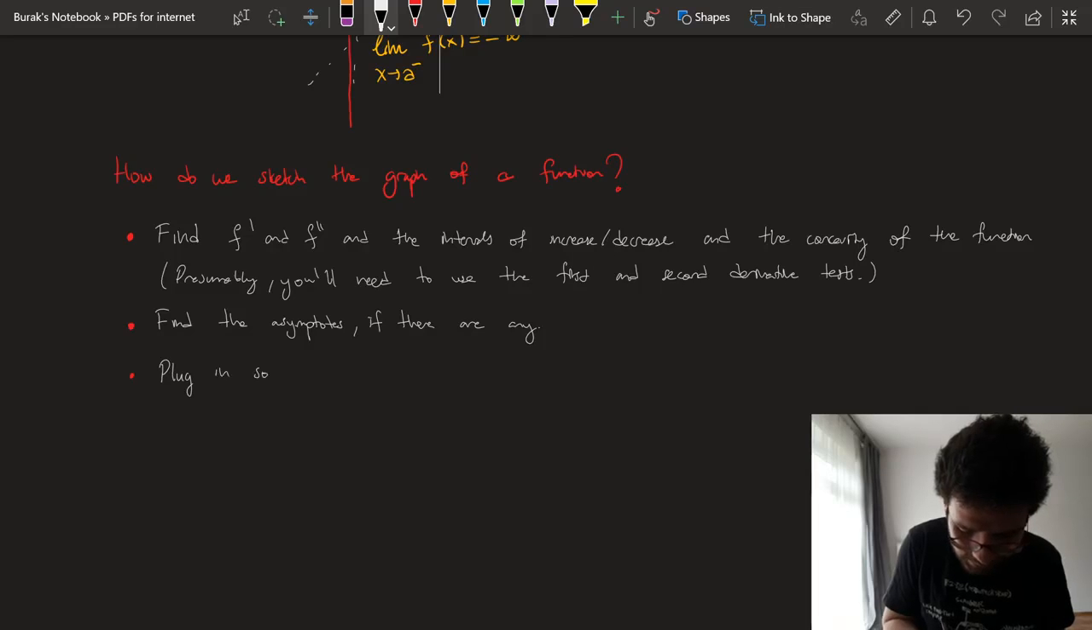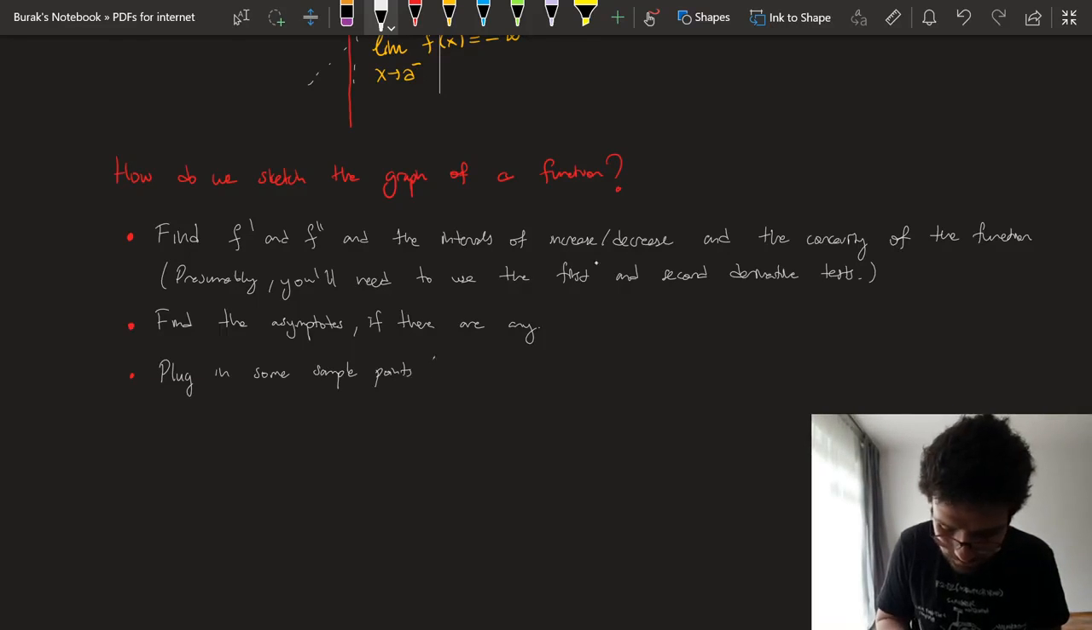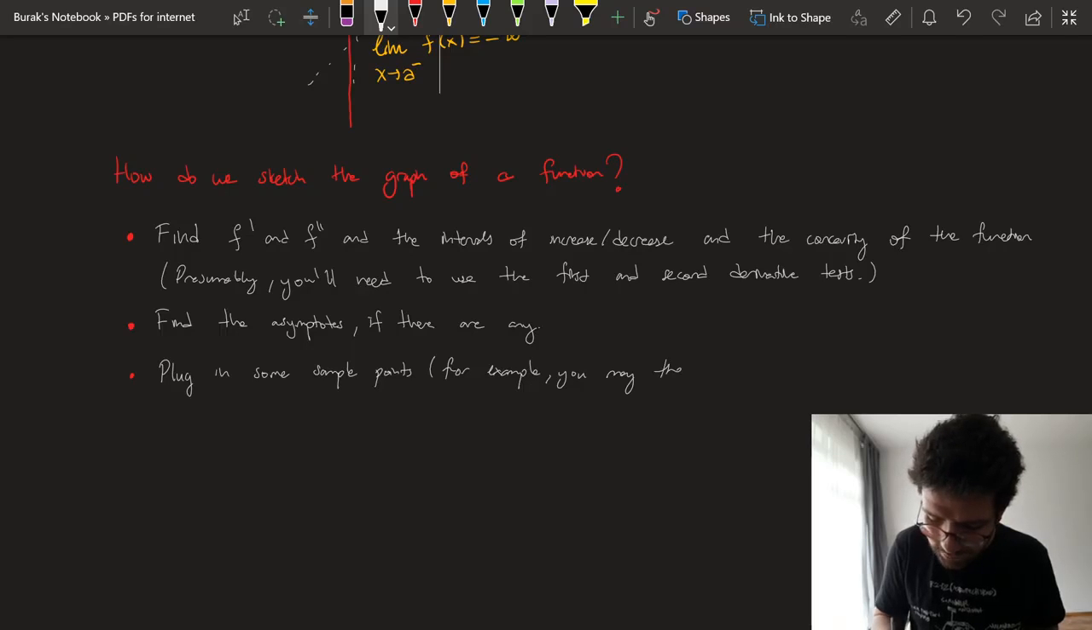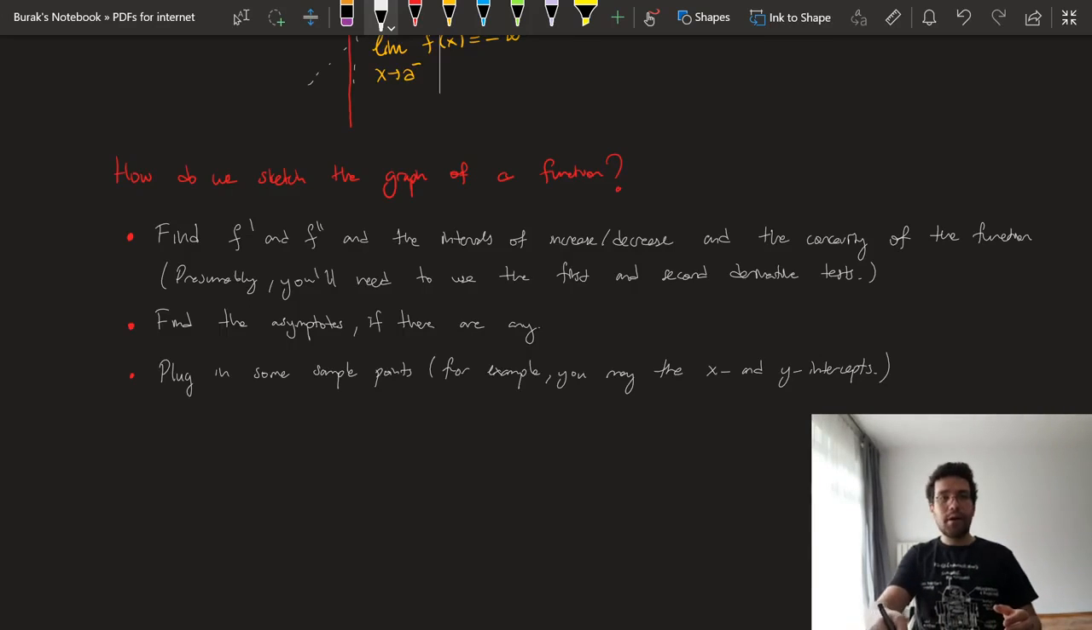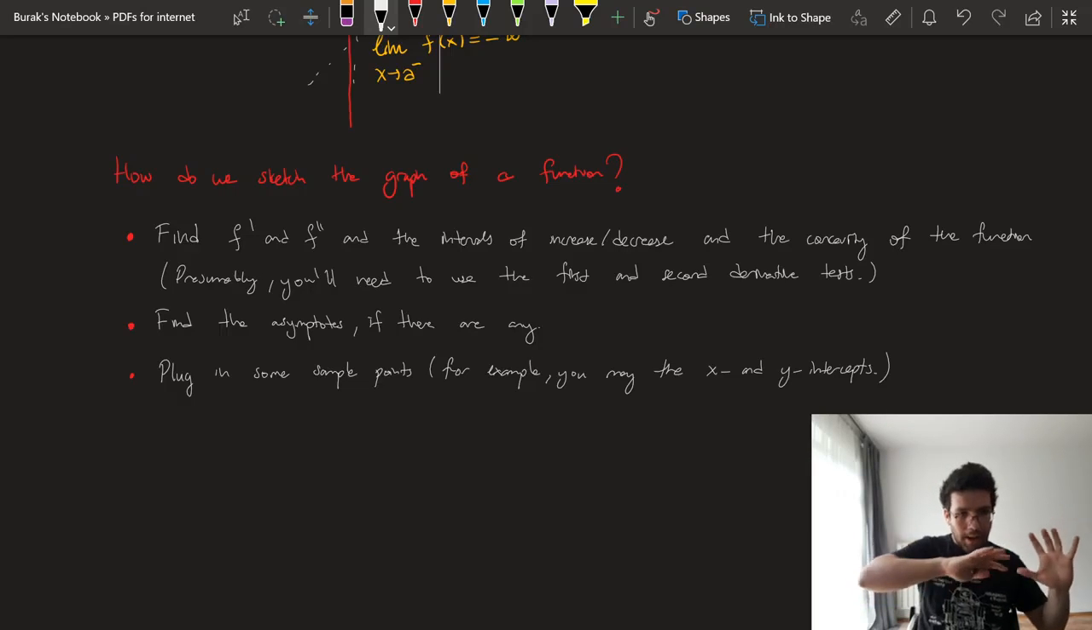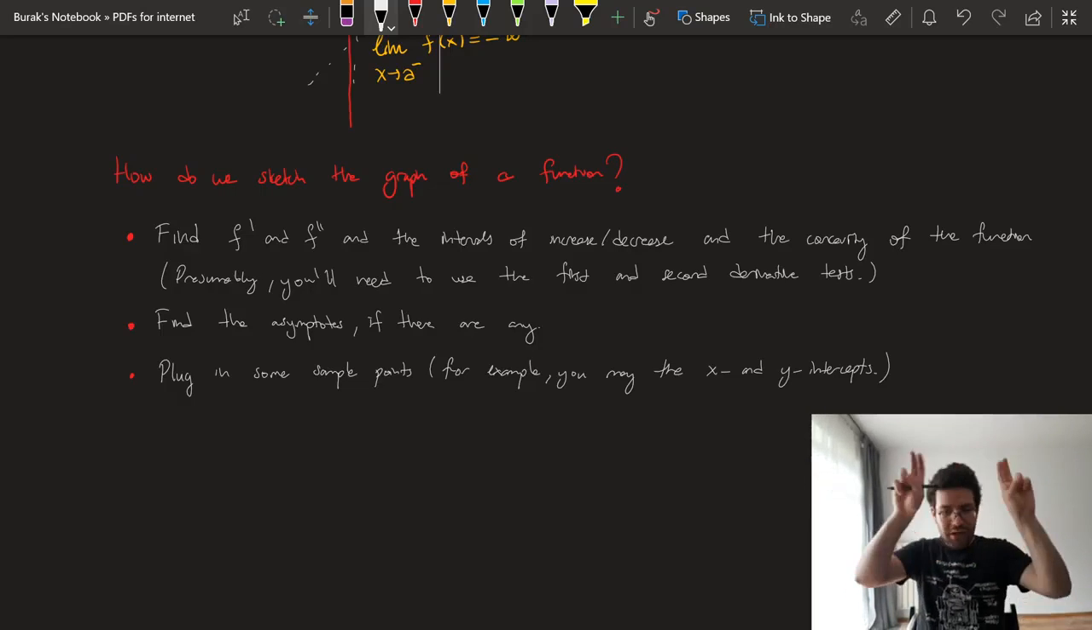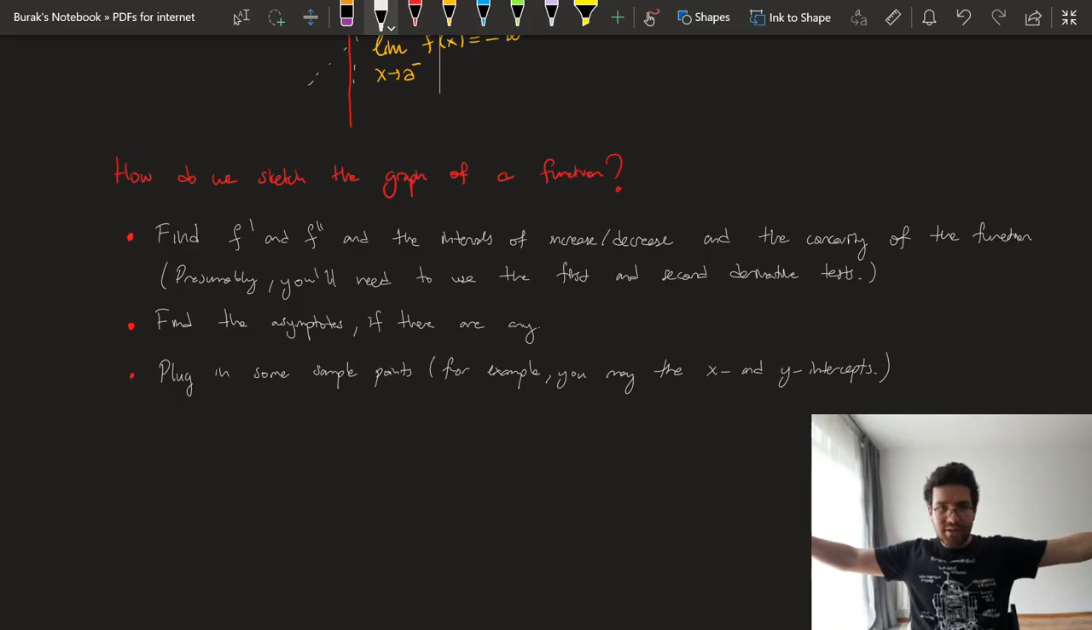plug in some sample points. Okay, for example, you may find the x and y intercepts. Okay, now this data so far, like f prime and f double prime and the asymptotes, they will tell you how your function locally behaves, how your function locally curves, and what it does when x tends to infinity.